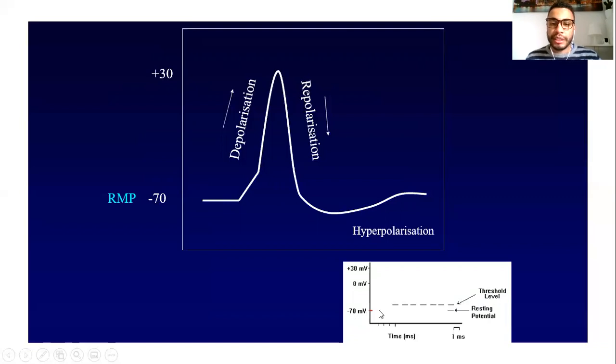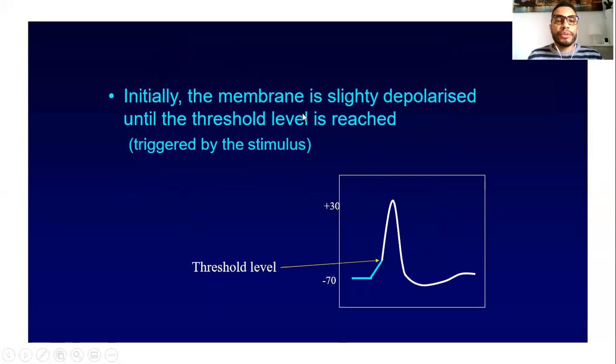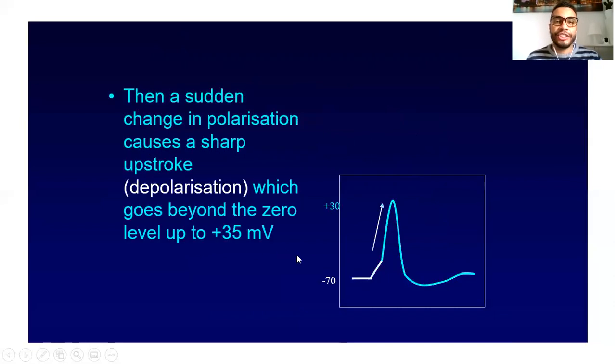So for an action potential to occur, the electrical stimulus must overcome this threshold level. Initially, the membrane is slightly depolarized from the resting membrane potential, until it reaches the threshold level. And then we have a sudden change in polarization that causes a sharp upstroke. This part is called depolarization, which goes beyond the zero level up to plus 35 millivolts. So this is the peak of an action potential.